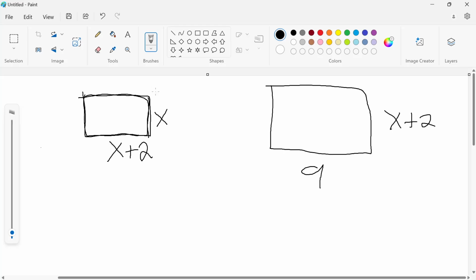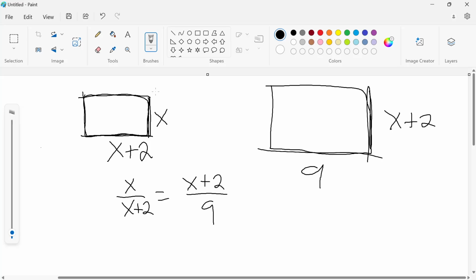I'll go short side, and I say these two rectangles are similar. So I'll set up a ratio, the short side to the long side: x to x plus 2 equals, short side or the width to the long side, x plus 2 to 9. So now I cross multiply. 9x equals x plus 2 times x plus 2.